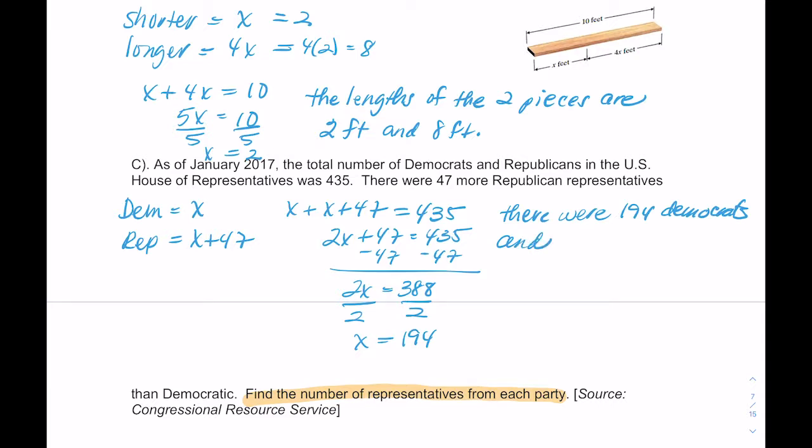And now I need to figure out how many Republicans. So to get the number of Republicans, I know it's x plus 47. And I know x is 194. So I'm just going to do 194 plus 47. And if I add 194 plus 47, it comes out to 241. So I know there were 241 Republican representatives in 2017.